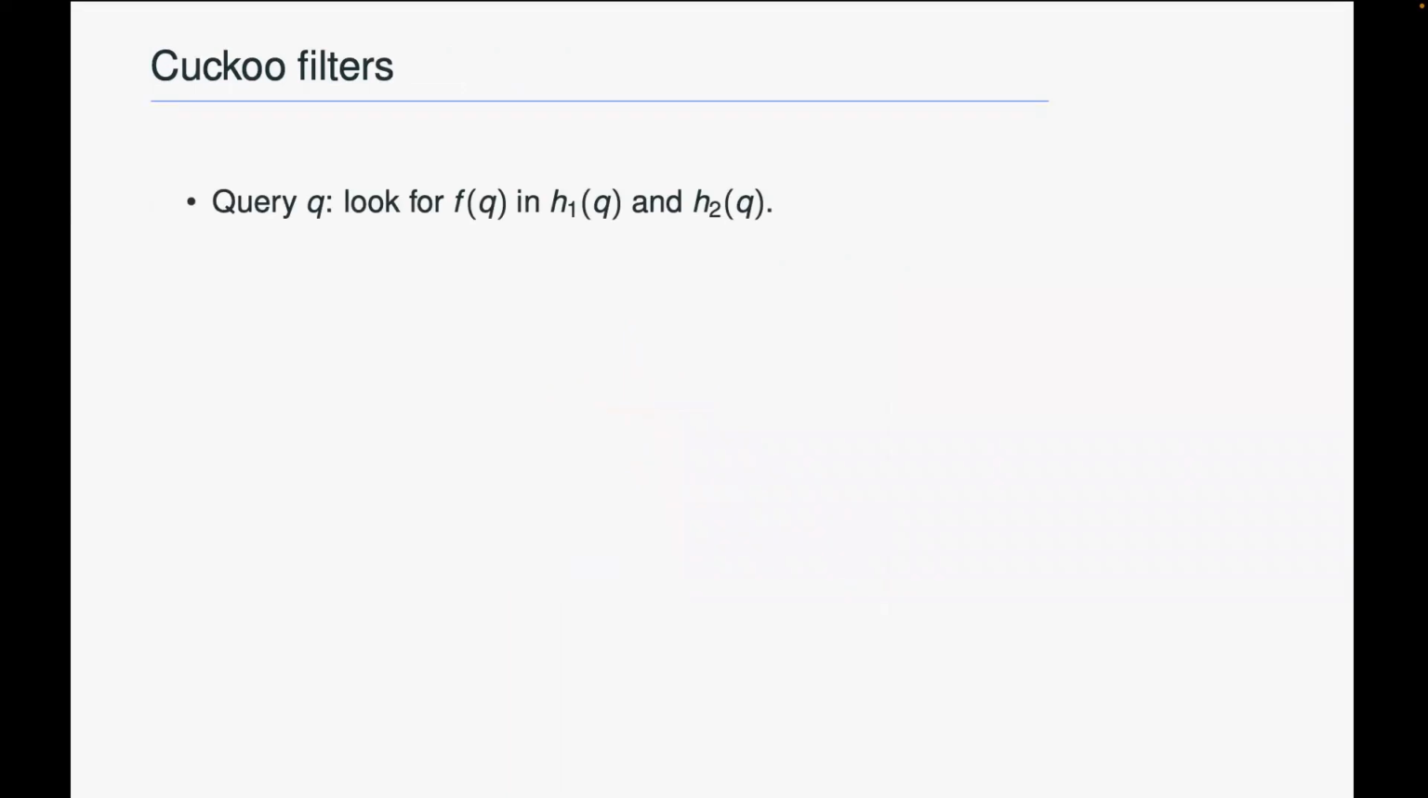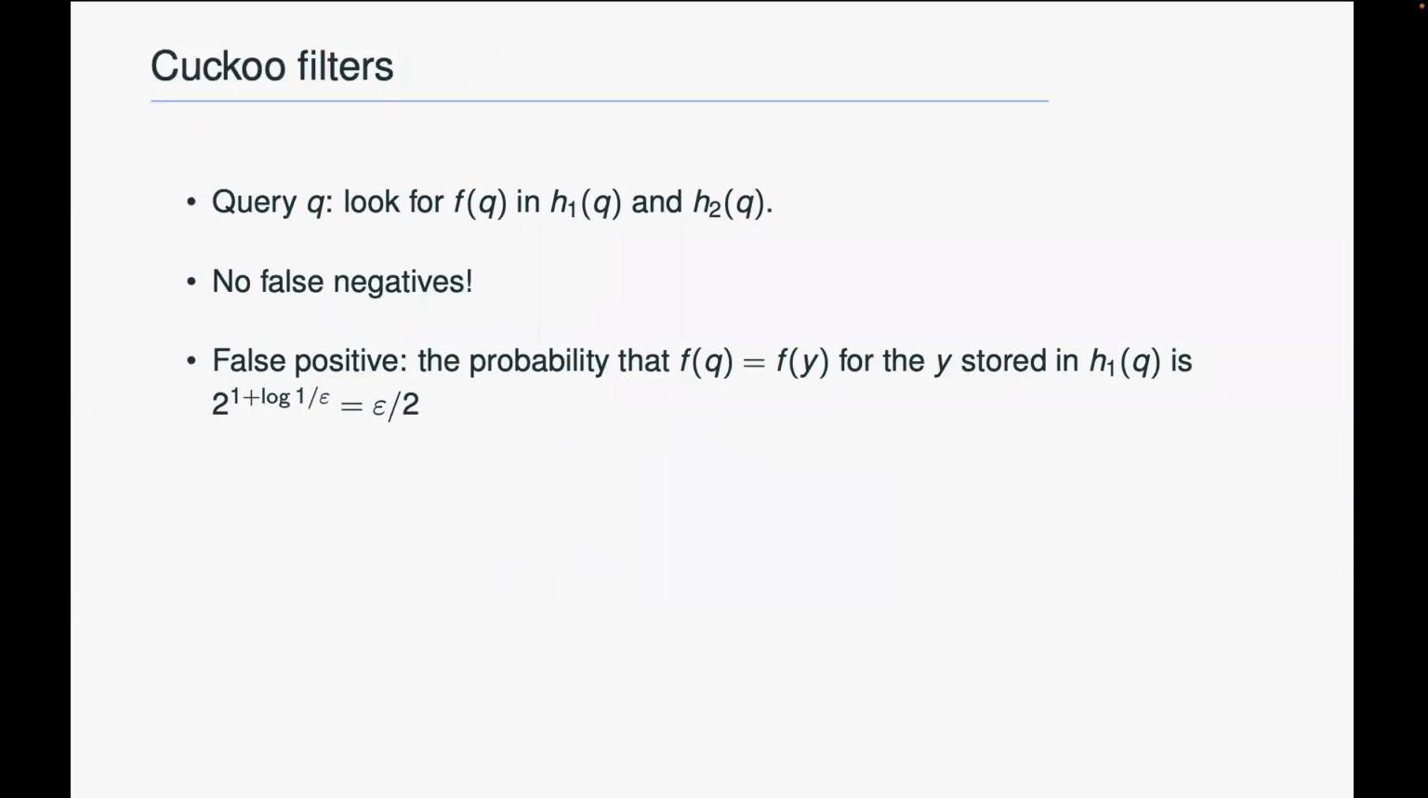On a query, I need to look for the fingerprint of the query in both locations. That immediately gives me no false negatives by the invariant of the Cuckoo filter. For false positives, let's look at one slot of Q. There's some y stored in that slot. The probability that it has the same fingerprint is 2 to the minus (1 plus log 1 over epsilon), which is epsilon over 2. I'll take the union bound over the 2 slots for the query, and I get probability epsilon of a false positive. So Cuckoo filters right away give me all of the bounds that I want.